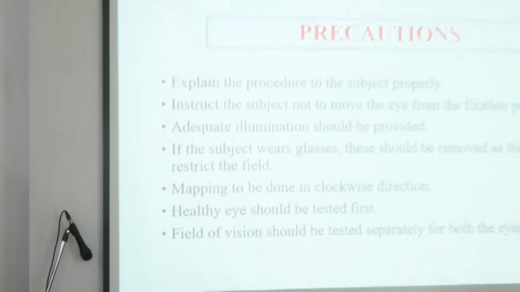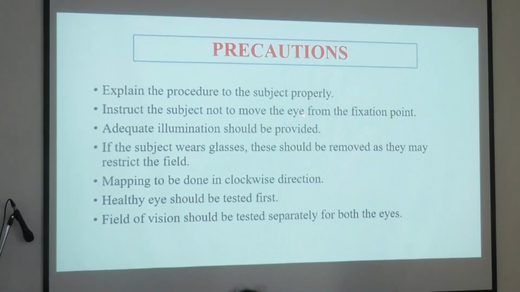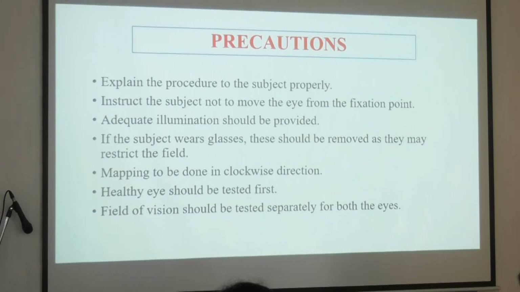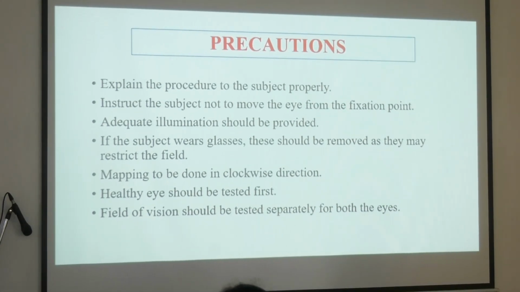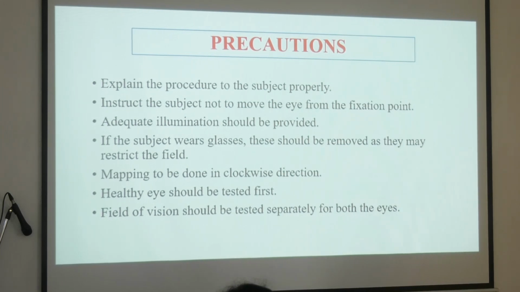Next, procedure. What to do first? Explain the procedure to the subject, as for any clinical examination. Instruct the subject not to move the eye from the fixation point. Here it was the fixation point. Adequate illumination should be provided, and if the subject wears glasses, they should be removed as they may restrict the visual field, because of the frame. This black color rim may affect my lateral visual field, right?